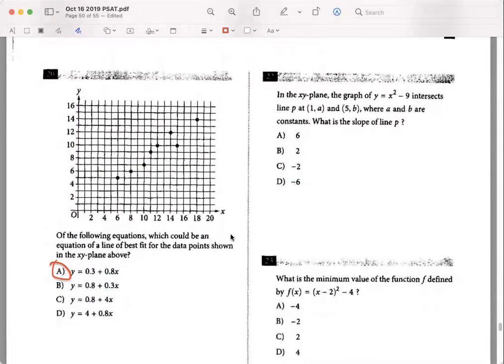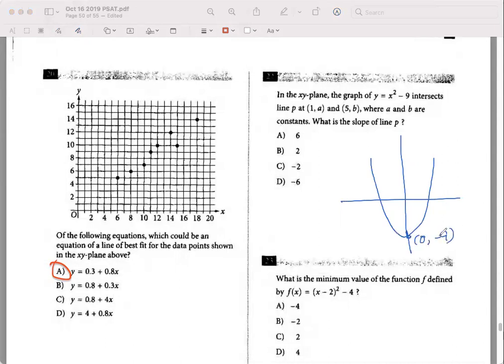In the xy plane, the graph of y equals x squared minus 9 intersects line P at 1, comma a and 5, comma b, where a and b are constants. What is the slope of line P? Okay, so we have a parabola, x squared minus 9, which will look something like this, where this point would be 0, comma negative 9. And then there is a line which intersects this parabola at 1, comma a and 5, comma b. So I'm just making an approximate figure.